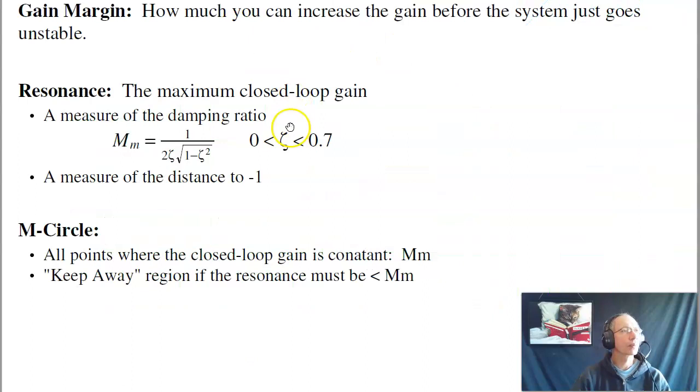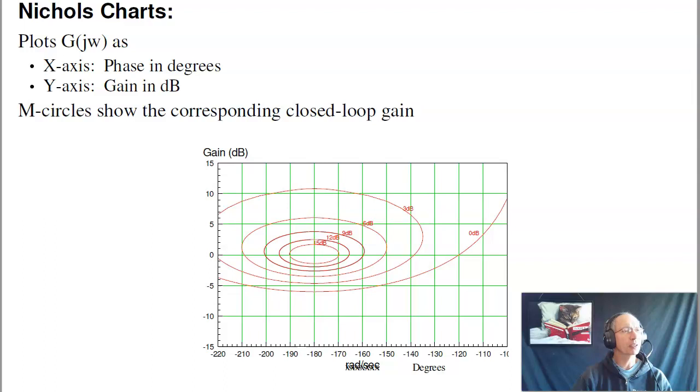The M circle, as a definition, is all points where the closed loop gain is a constant. That's kind of like the keep away region. Essentially, if the gain is 1 when the phase is 180 degrees, I'm unstable. 1 at 180 degrees is minus 1. If the gain is ever minus 1, the closed loop gain is infinity. I want to keep away from minus 1. The M circle is the region that's equal distance to minus 1 in terms of resonance. That's your keep away region. We'll be using that in a couple of designs coming up.